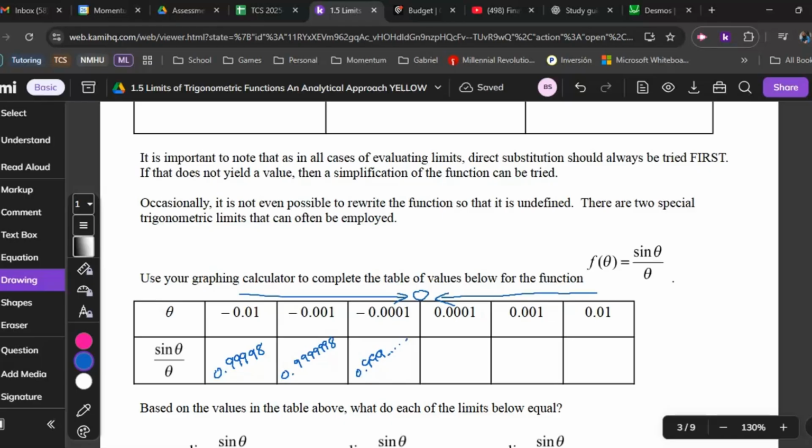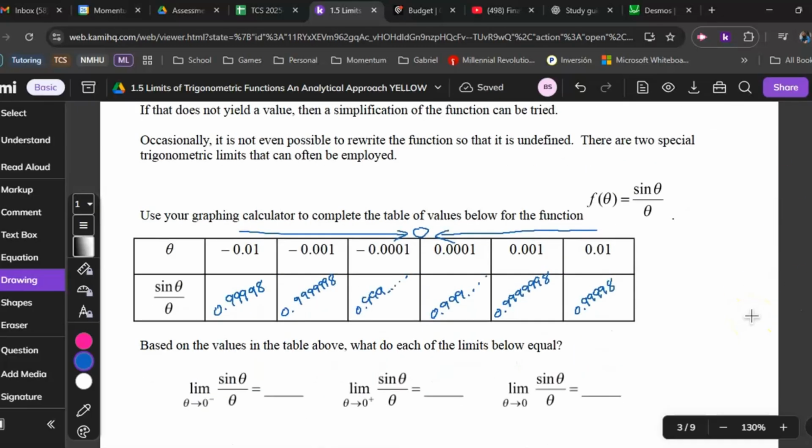What about if I do it from the positive side? Well, I'm going to get 0.99998, and then 0.9999998. And you get the idea, a bunch of 9s. So we're getting closer and closer to what this time? 1. This time we're getting closer and closer to 1. From the left side, we got close to 1. From the right side, we got close to 1. Therefore, this whole thing, as we approach 0, is 1. So you're going to think of this as a little identity that's going to help you until we learn L'Hopital's rule later. Okay?